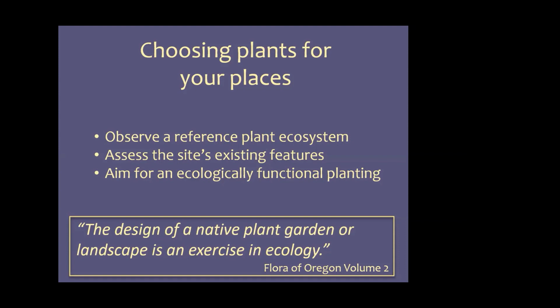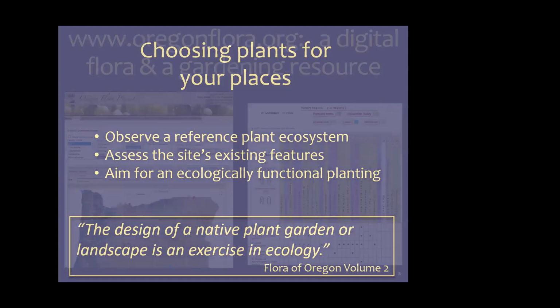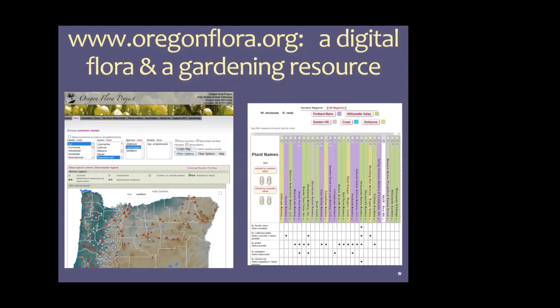So those are some of the questions that you can ask and consider as you look at your land, and aim for an ecologically functional planting. I think that really is an underlying goal when gardening with native species, to be able to make it function like a piece of nature. So that kind of stuff needs some resources, right? And OregonFlora is to help you with those resources.